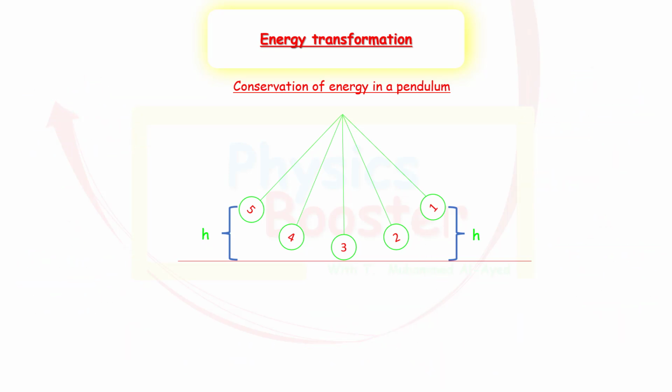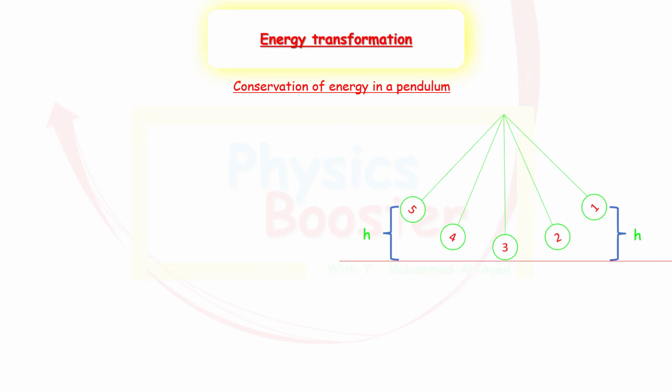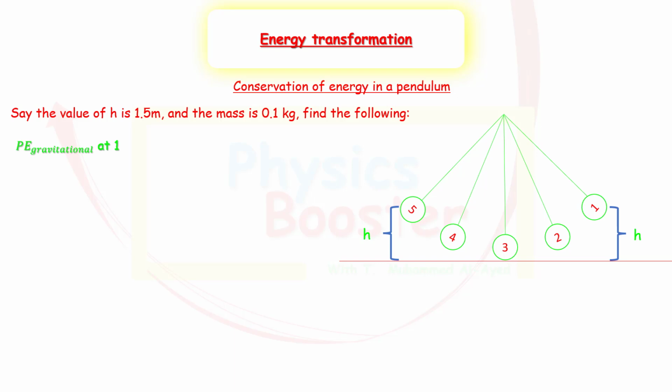Now let's try to solve this very small, simple example. Say that the value of h is 1.5 meters, so the pendulum is 1.5 meters above the ground and it has a mass of 0.1 kilograms. It's asking me to find the potential energy at location 1. Well, actually, it's pretty easy because we know the potential energy is equal to mgh. In our case, the mass is 0.1, and g is 9.8, and the height is equal to 1.5. So this will give us an answer of 1.47 joules.